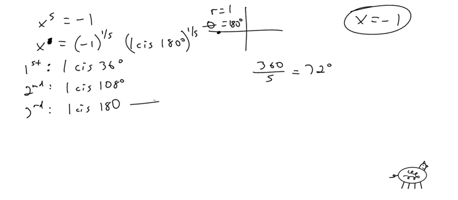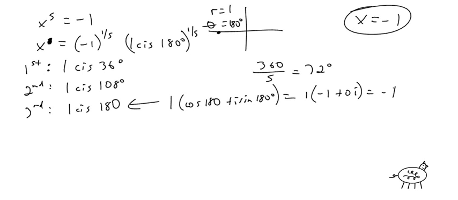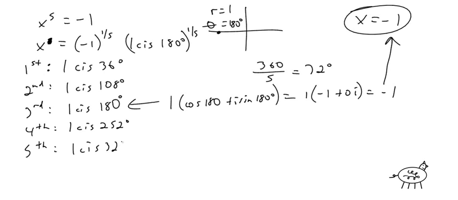Now the interesting thing about this one is, let's actually look at this one, because I can do this one. 1 times cosine 180 plus I sine of 180. And cosine 180 is negative 1. So it's 1 times negative 1. Sine of 180 is 0. So what do we get? Negative 1. Ooh, look at that. Okay, got one of our answers right there. So fourth answer is 1 cis, again, add 72 to that. I get 252 degrees. And the fifth answer is 1 cis 324 degrees.